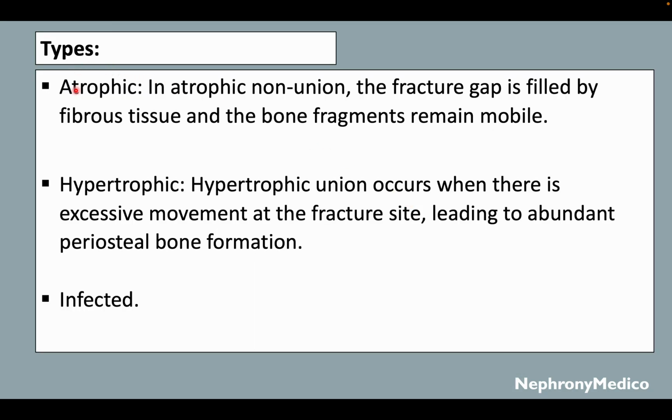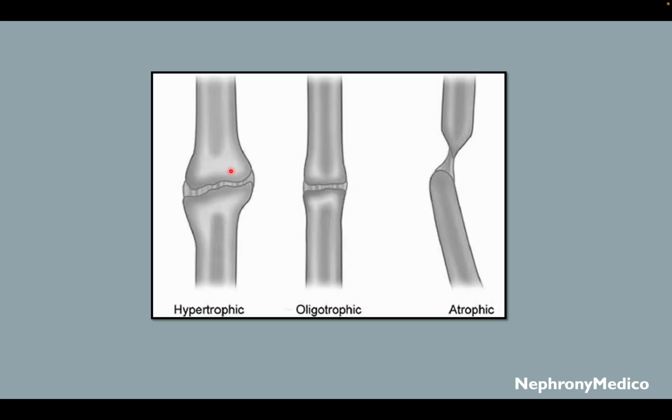Now types. It may be atrophic, hypertrophic or infected. In atrophic type, the fracture gap is filled by fibrous tissue and the bone fragments remain mobile. The hypertrophic union occurs when there is excessive movement at the fracture site, leading to abundant periosteal bone formation. Now this is hypertrophic, this is oligotrophic, and this is atrophic type.